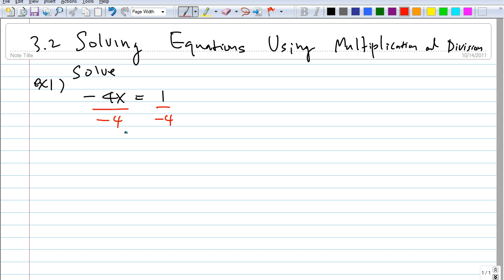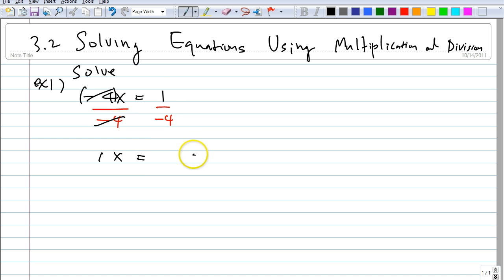The reason is because, watch this. When you have this, you get, remember, how many times does negative 4 go into negative 4? Once. So that's why you get 1x. Does that make sense? Yes. They cancel out. The same number on top and the bottom, right? So you get 1x, which is equal to, now, what is 1 over negative 4?